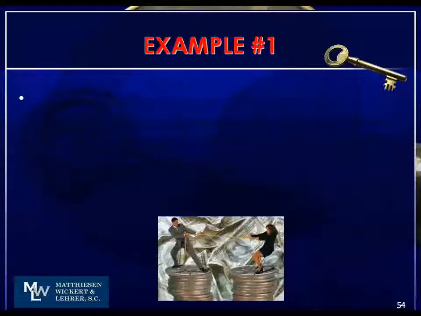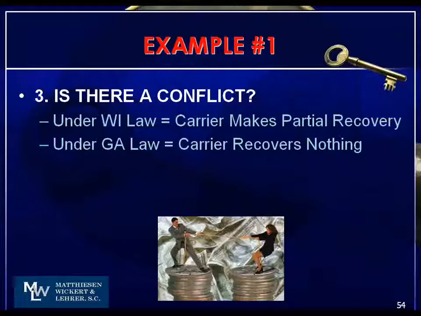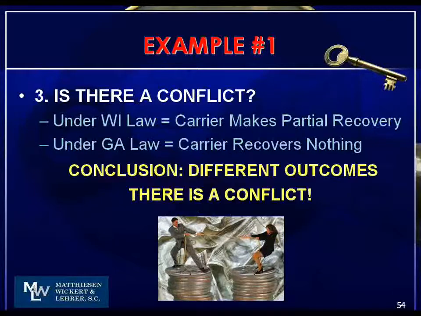Georgia law requires the carrier to prove that he's made whole. So in this example, is there actually a conflict? Under Wisconsin law, the carrier makes a partial recovery. Under Georgia law, the carrier recovers nothing. Clearly, that is a conflict because you have different outcomes. As a result, you now move on to Rule 4.